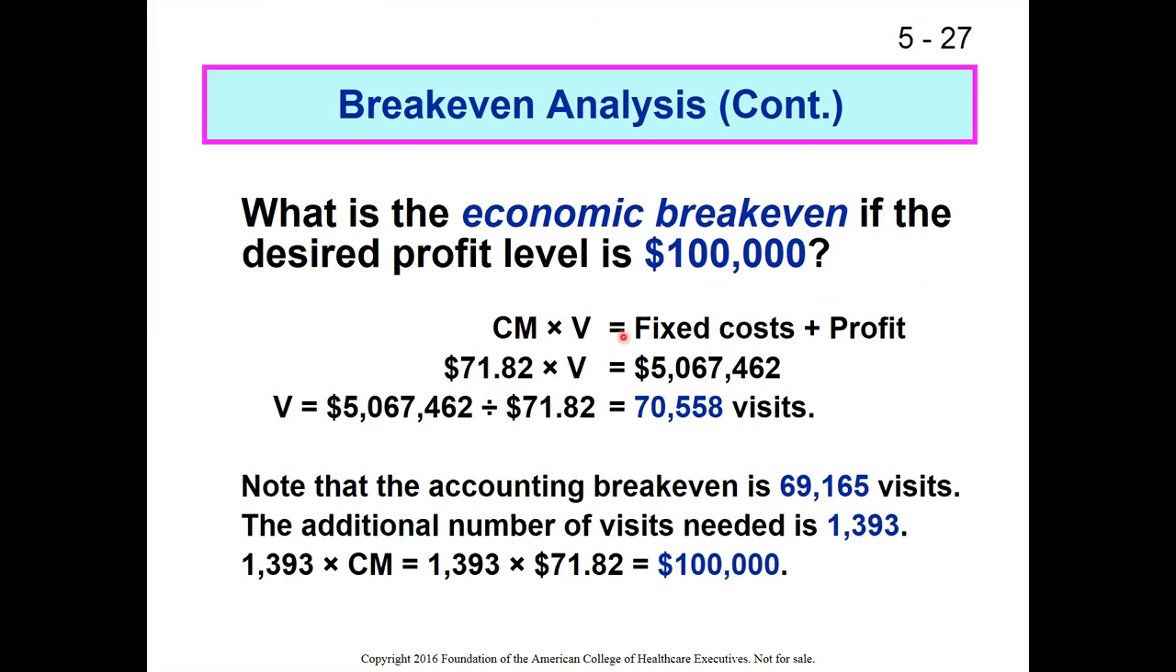Well, shortcutting here, instead of saying total revenue minus total variable cost equals fixed cost, we're going to shortcut and say contribution margin, because that is what total revenue minus total variable cost is. And then over on the fixed cost side, we're going to treat that profit like it's additional fixed cost. It's not, but what we're saying is we've got to generate enough revenue that not only are we going to cover our variable costs and our fixed costs, but we're going to have an additional, in this case, $100,000 left over in profit.